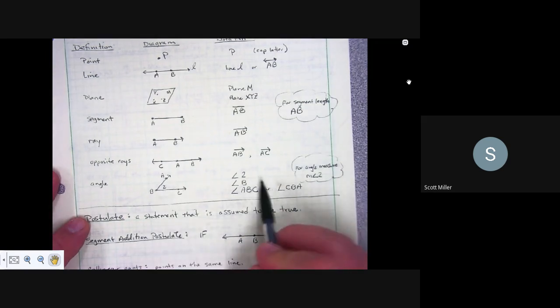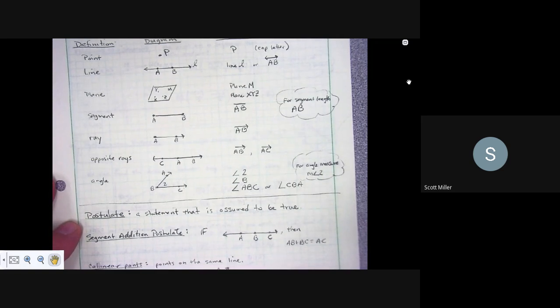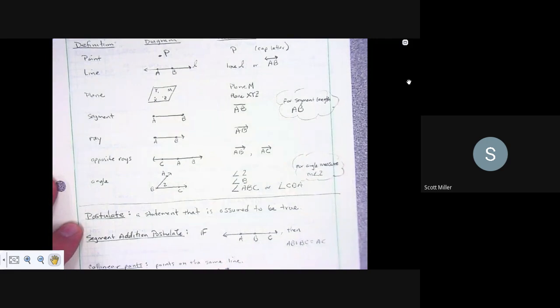If I want to designate the measurement, so what actually is the measure of this angle, then you would put a little tiny lowercase m in front. So this means the measure of angle 2. So what is its measure? And for this point in our math career, we'll be using degrees. Okay? So that's some basic notation that you're going to be coming across that you want to be familiar with.